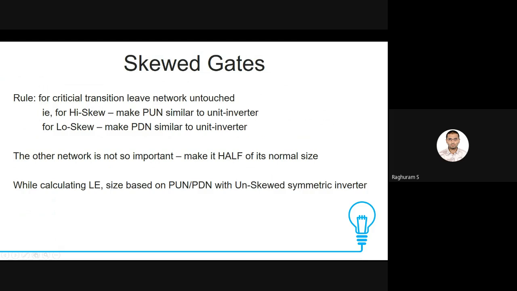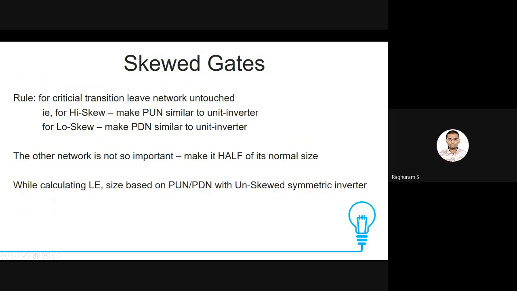Now, if it is a high skew gate, then what you have to do for the pull up network? Why pull up network? Because the high transition happens through the pull up network. So what you do to the pull up network is you make the sizes of the pull up network the same as that of a unit inverter. That is, the pull up network will have size to the full network.